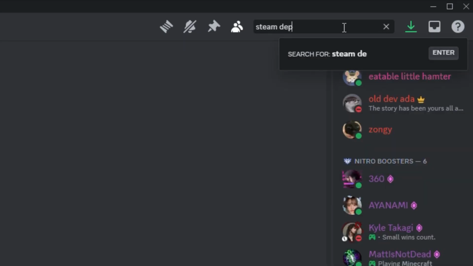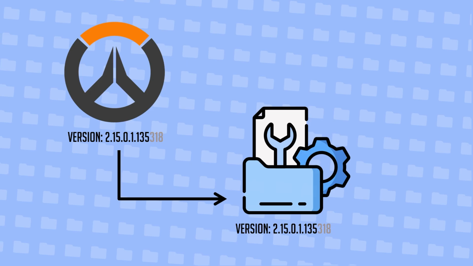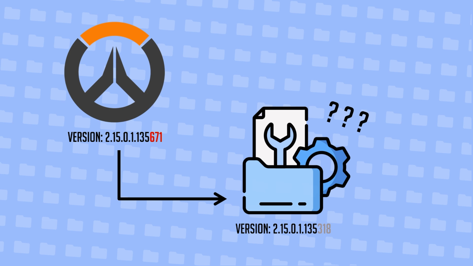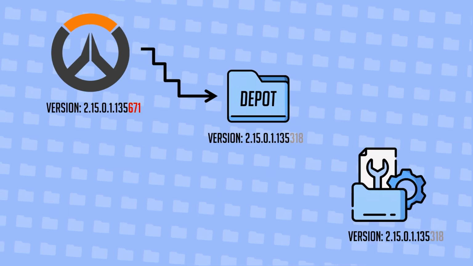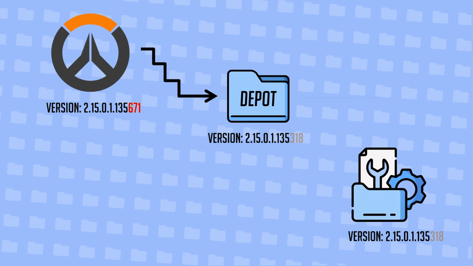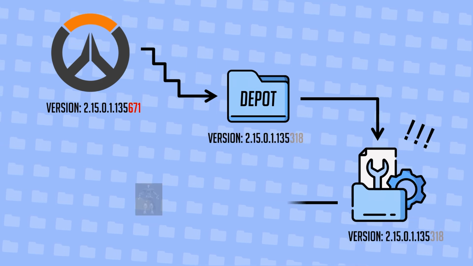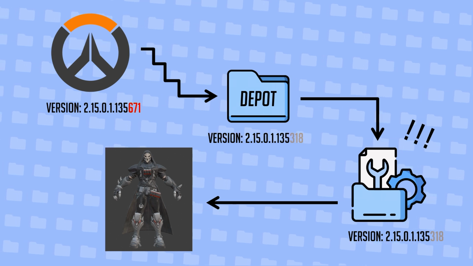Unless... Steam Depots? How does that work? The problem you have right now is that the current tool can't work with the new Overwatch update. Steam Depots are a way to download an older version of a game on Steam to your computer. If you download the last version of Overwatch that the tool still supports, you can use the depot instead of your Overwatch install to extract everything like usual. You do not have to wait for the tool to update.